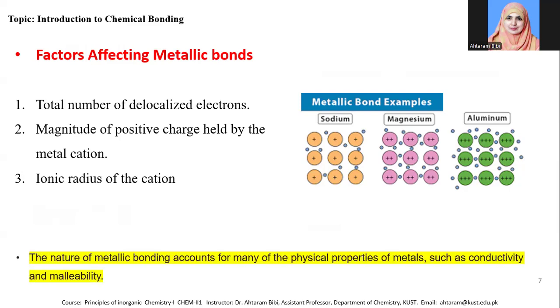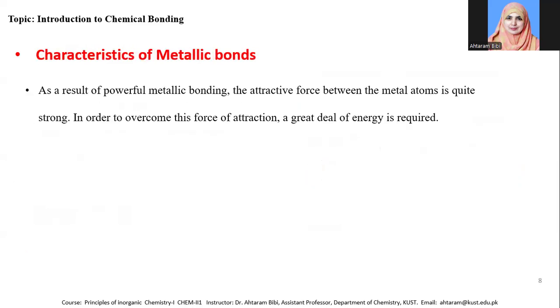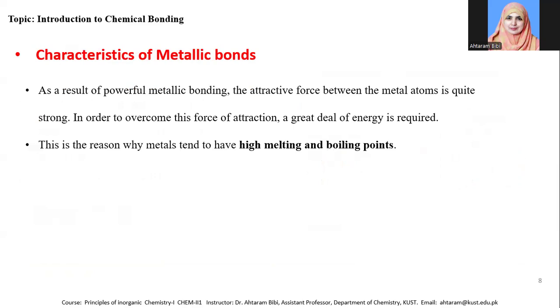The nature of the metallic bond accounts for many other physical properties of metals, such as conductivity and malleability. Characteristics of the metallic bond: as a result of powerful metallic bonding, the attractive forces between the metal atoms are quite strong. In order to overcome these forces of attraction, a great deal of energy is required. Therefore, metals have high melting and boiling points.